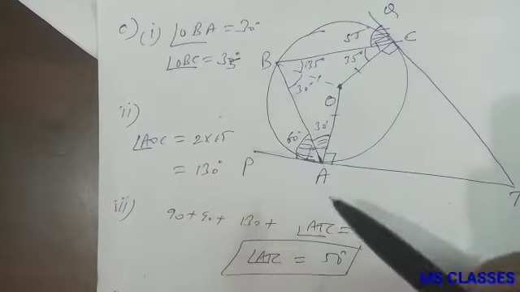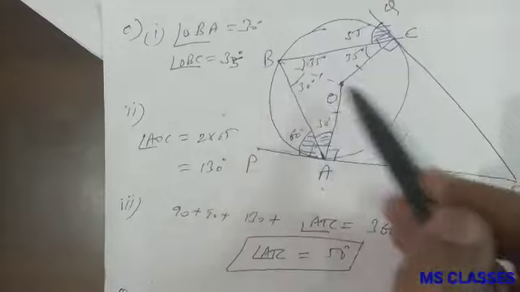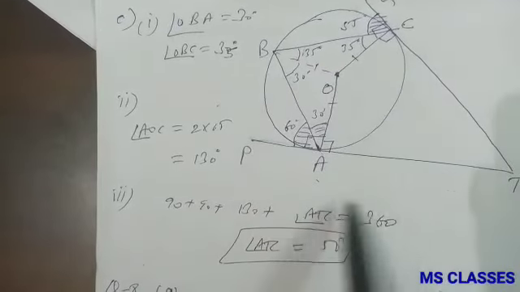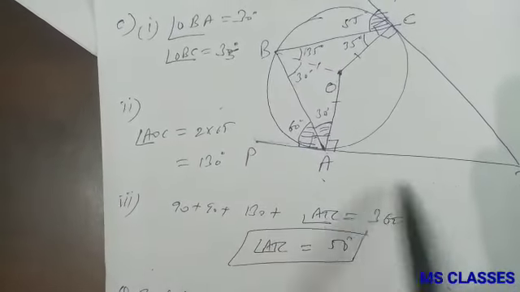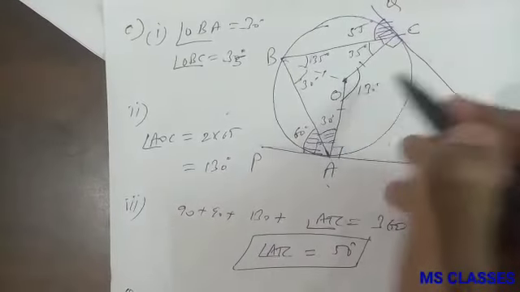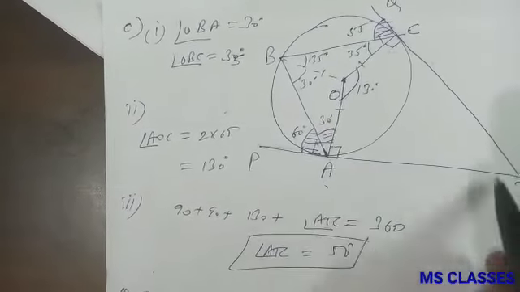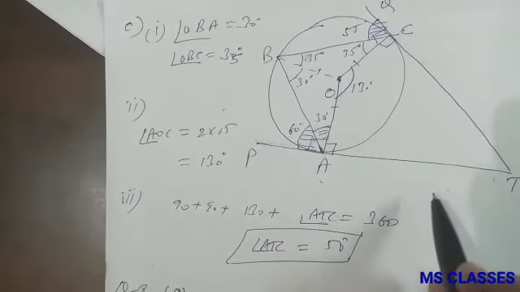Second part, AOC, this angle will be double of this, so this is 65, so that will be 130. And then we have to find the angle ATC. So as you can see, this angle is 130, this is 90, this is 90, so that will be 50 degrees, because the sum of the angles is 360 degrees.